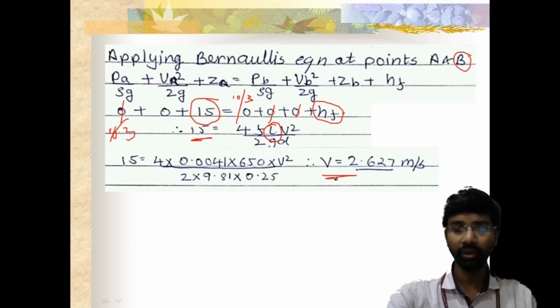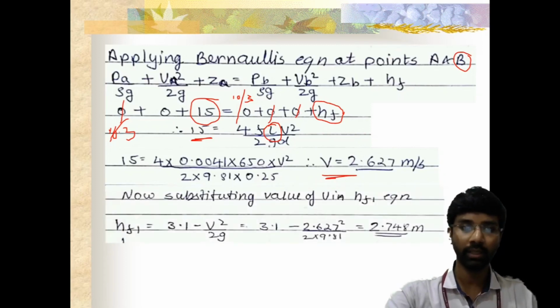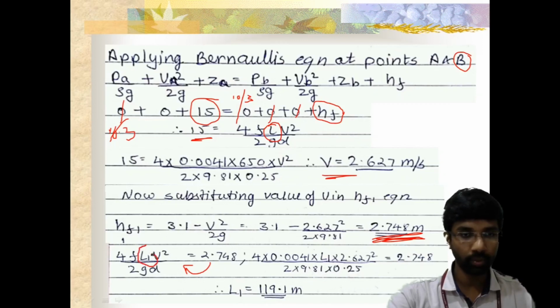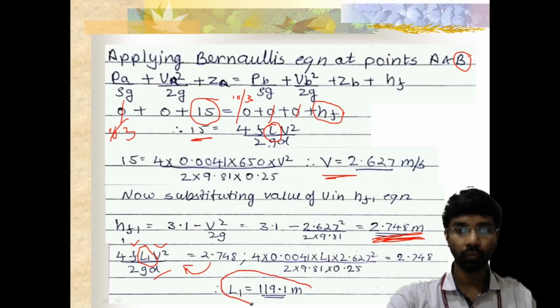When you get V, simply substituting that V in the earlier equation, you will get the HF1 loss in that first equation as 2.748 meters. And now equating this 2.748 meters to the loss, which is again frictional loss, the majority of the loss, 4FL1V square by 2gD. Here you have considered L1, because you have considered only the 2 points A and C. Between A and C the length is only the inlet length, it is L1, right? Simply substituting, you already know the friction value, average velocity, and diameter of the pipe. Substituting all the values, you will get L1 as 119.1 meters.